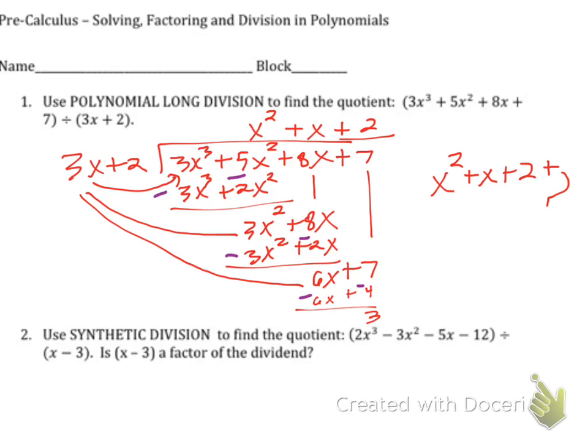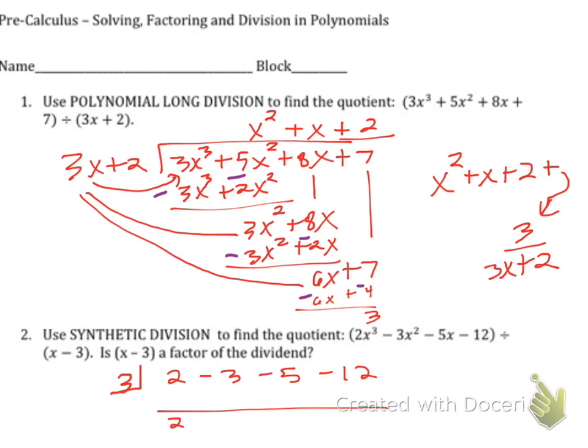We got a remainder of 3 over x plus 2 I wrote the first time, but later on I'll go back and add that 3 in there. Should be 3 over 3x plus 2. There it is. Next is a nice synthetic division problem.